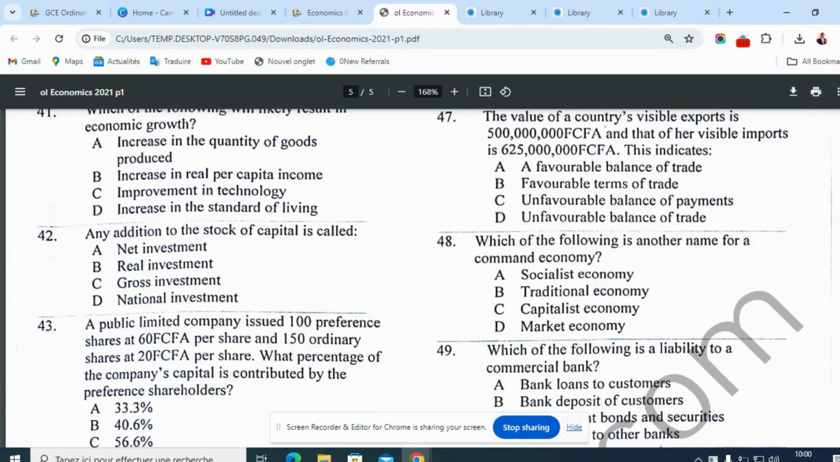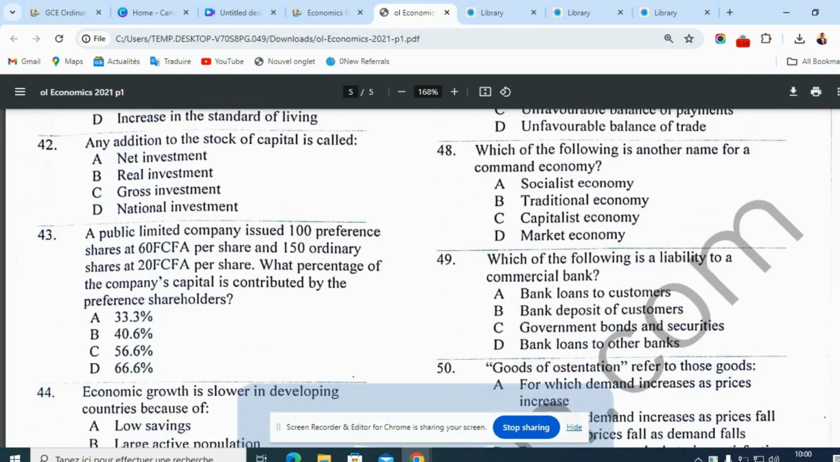So 48, which of the following is another name for a common economy? So what do you think is the answer here? We're on 48. The answer is A, socialist economy. Okay, so it's a socialist economy.